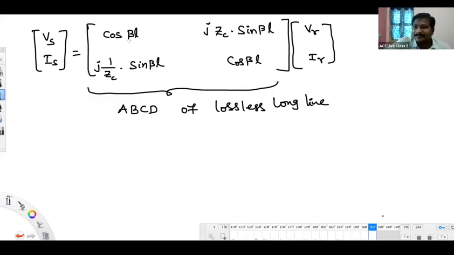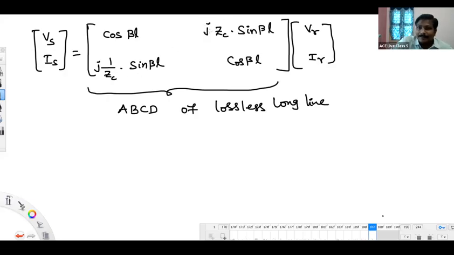Cos βL we have. βL is some angle, and the cosine of that angle will give some number. What is the angle of this number? Cos βL, what is the angle? 0 degree, right? Cosine of some angle will be a number, and the angle of that number is 0 degree. Means the angles of A and D are 0 degree.